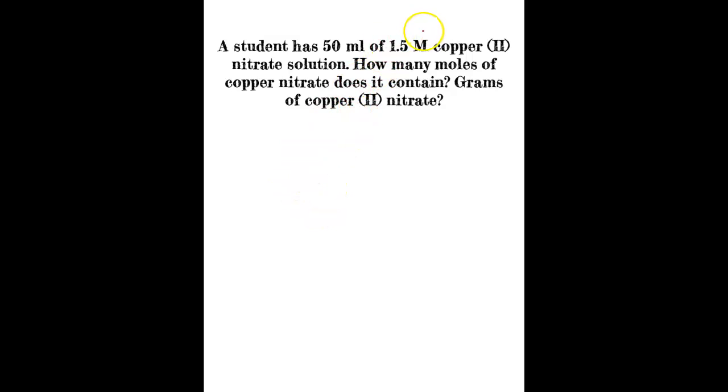So here I have a situation where I am told that I have 50 milliliters of 1.5 molar copper 2 nitrate solution. How many moles of copper 2 nitrate does it contain? How many grams? Okay, so I check for units. And I recognize that 50 milliliters needs to be converted into liters. Again, 1,000 milliliters for every 1 liter. And so that means I have 0.050 liters.